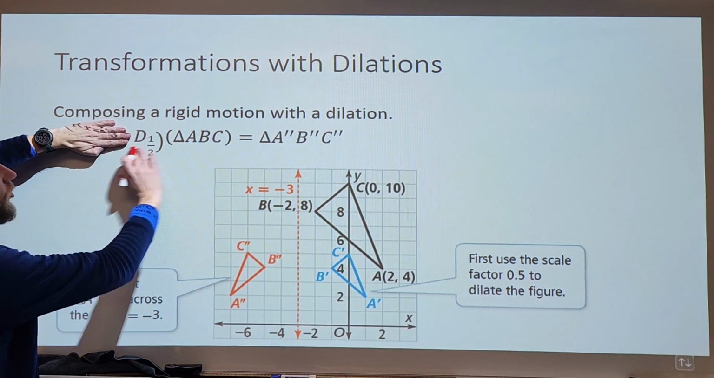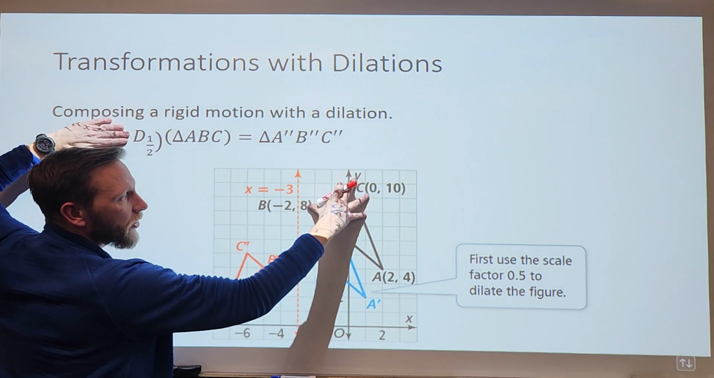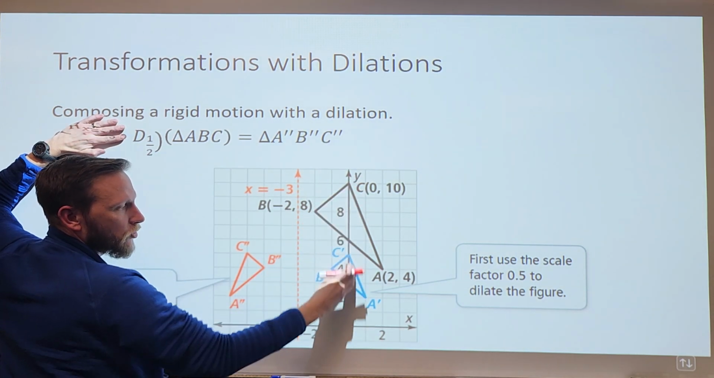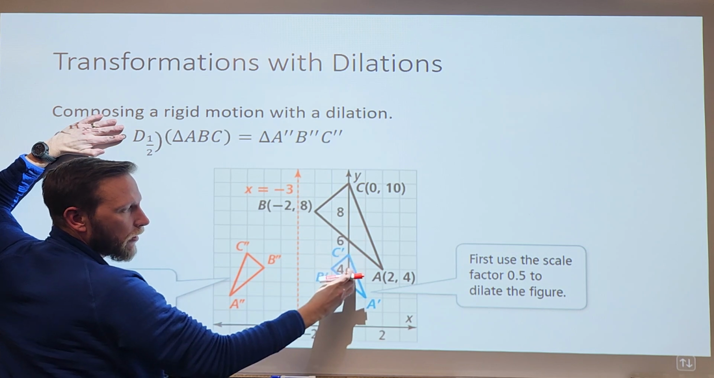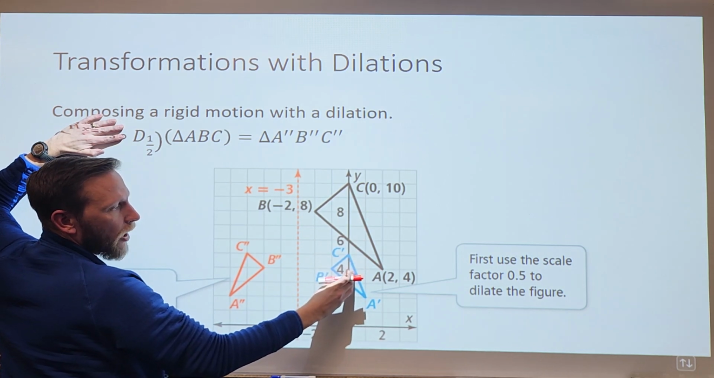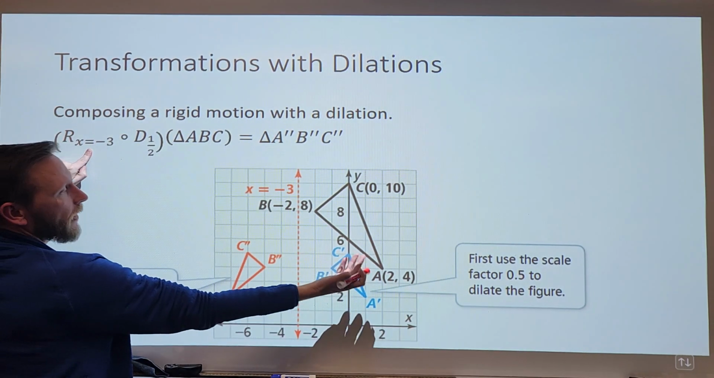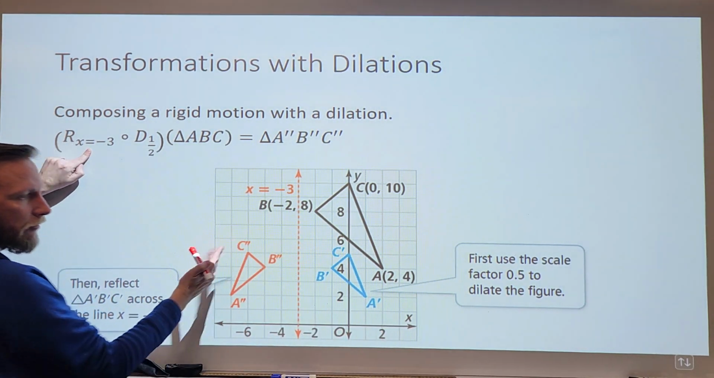So the first step is to do the dilation. Taking this figure and dilating it by a factor of 1/2 is the compression, or the shrinking, the reducing of that shape, where the x's and the y's are all multiplied by 1/2. And then we reflect it over the vertical line x equals -3. All right?